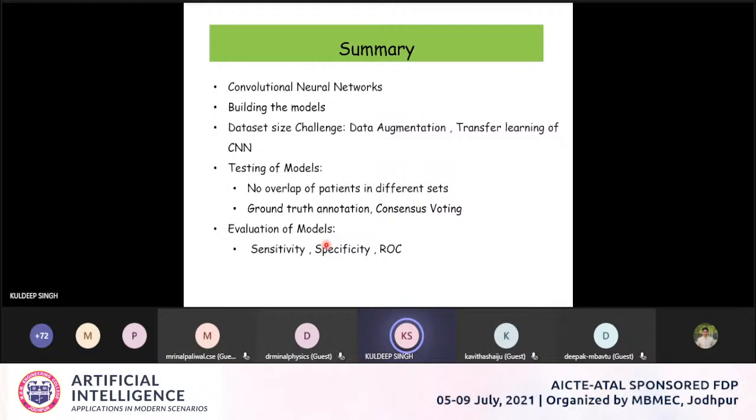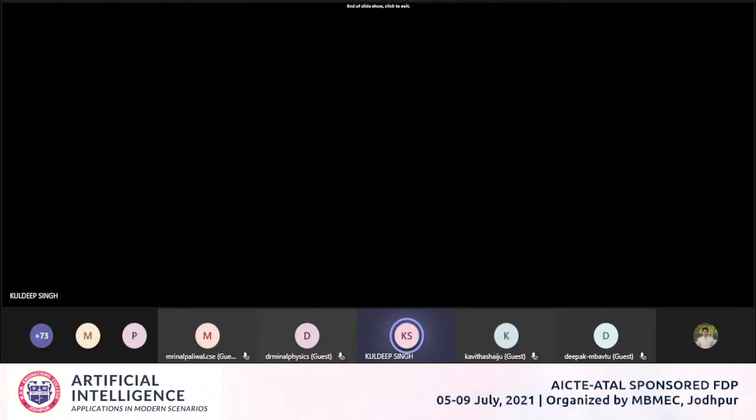How do we sample the dataset into training, testing, and validation datasets? How do we solve the patient overlap problem and the ground truth annotation problem? And in the last, we discussed the evaluation of the developed model. We also discussed that accuracy is not the correct measure for evaluation of these models. That's all.